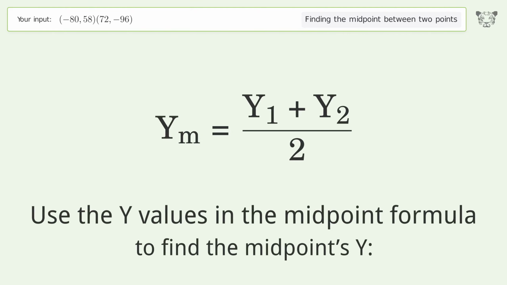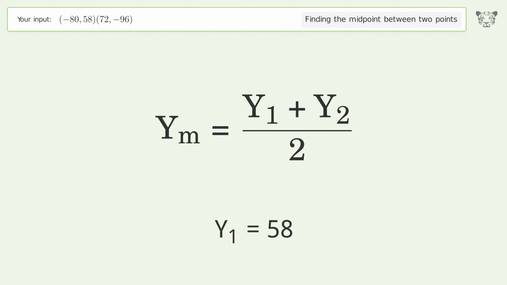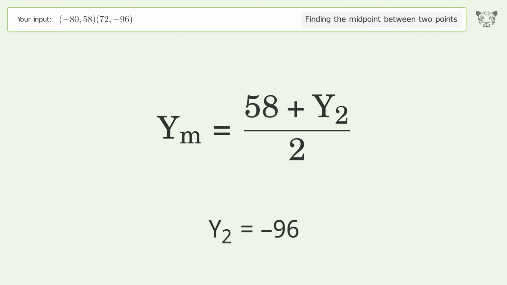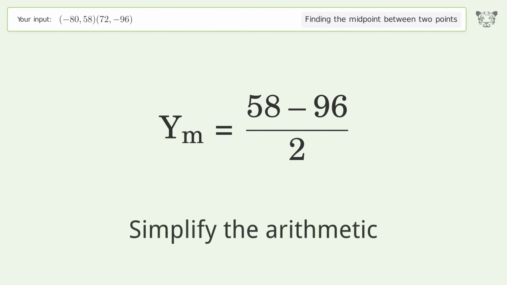Use the y values in the midpoint formula to find the midpoint's y. y1 equals 58. y2 equals -96. Simplify the arithmetic.